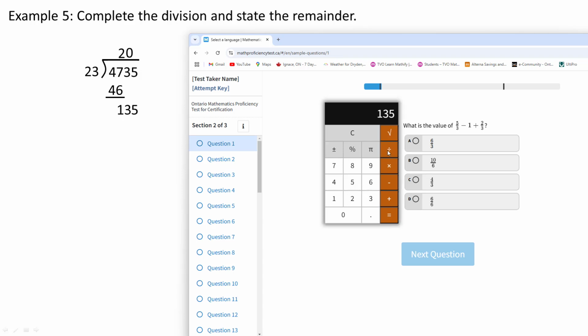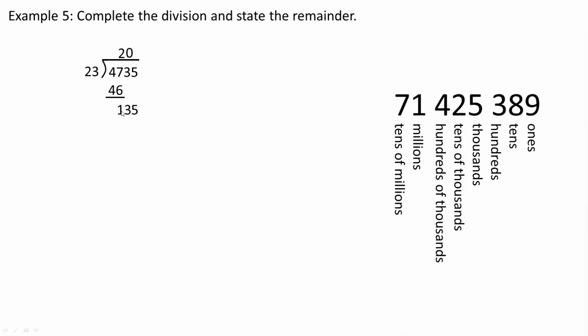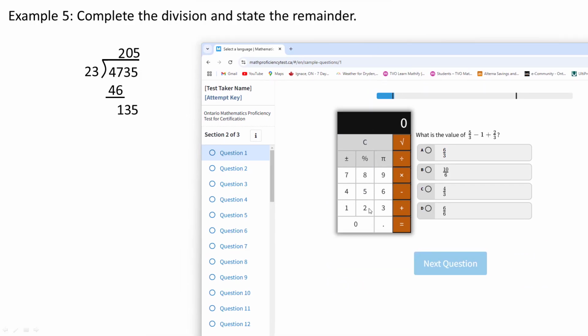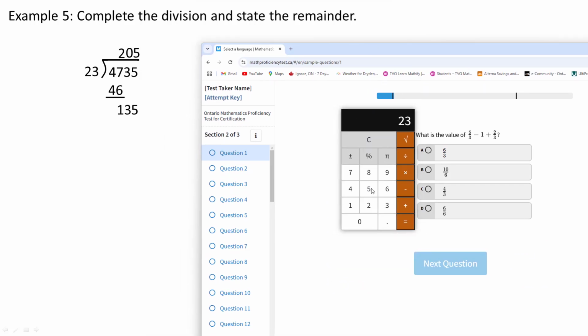But 135 divided by 23 is, well, it's 5.86, so it goes in 5 times with some remainder. So we put a 5 up here, and we multiply 5 by 23. See, 5 times 20 is 100, and then 3 times 5 is 15 more. And again, we go back to the calculator if we wanted. 23 times 5 is 115.